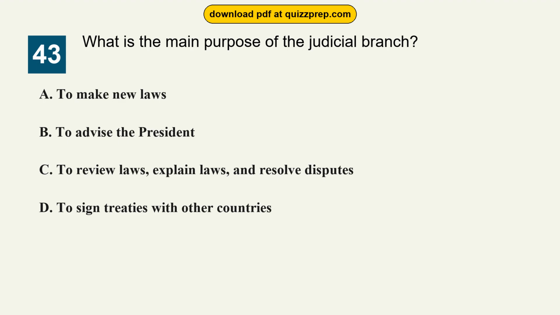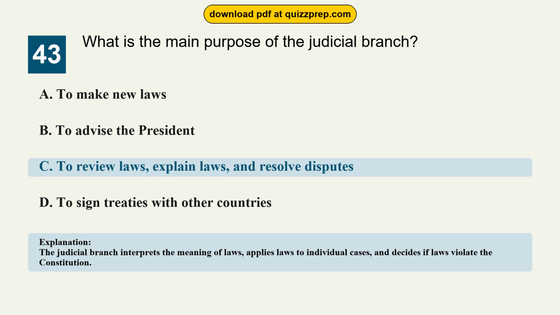Question 43. What is the main purpose of the judicial branch? Option A, to make new laws. Option B, to advise the president. Option C, to review laws, explain laws, and resolve disputes. Option D, to sign treaties with other countries. The correct answer is option C, to review laws, explain laws, and resolve disputes. The judicial branch interprets the meaning of laws, applies laws to individual cases, and decides if laws violate the Constitution.